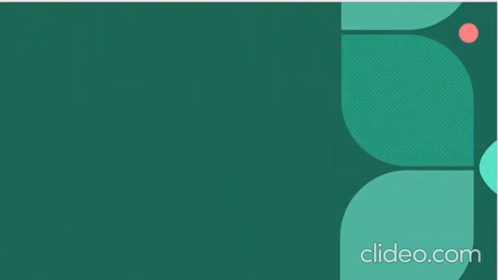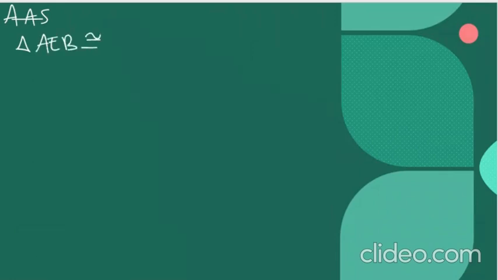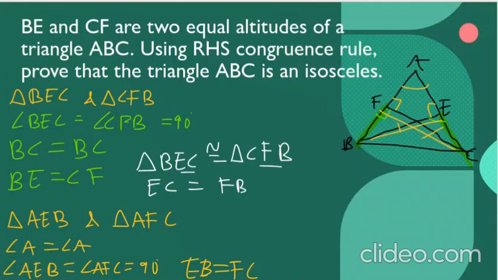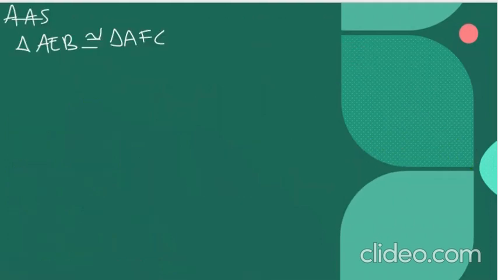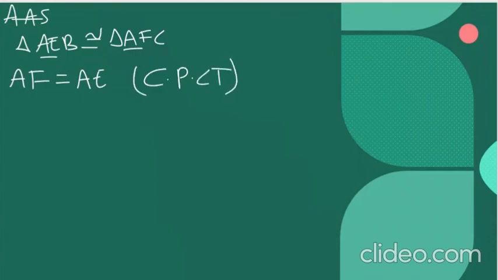And now, what can we say by AAS? By AAS criteria, angle angle side criteria, what can I say? That triangle AEB will be congruent to triangle AFC also. Now, which sides were remaining? I had to take AF and AE. These two sides were remaining. So side AF is equal to AE. Why? Again, by CPCT, they both will be equal. So both sides are clear now.